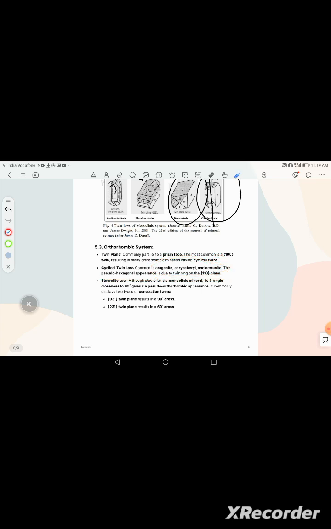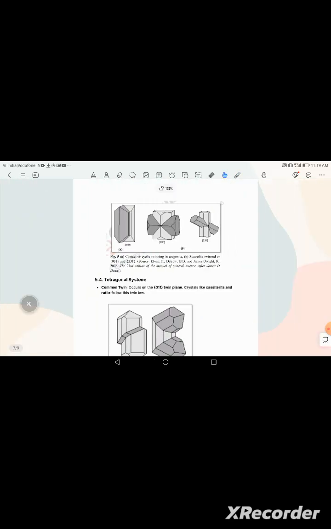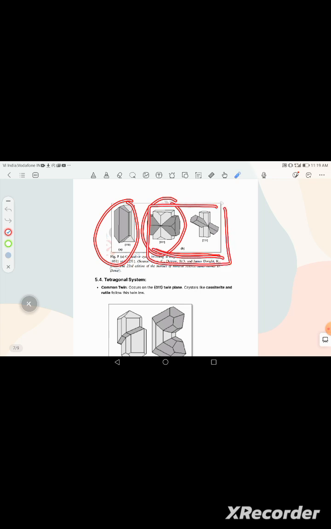Then it has the staurolite cyclical twin laws. Although staurolite is monoclinic, its beta angle's closeness to 90 degrees gives a pseudo-orthorhombic appearance, and it commonly displays two types of penetration twins. First is 031 and then 231. So to see them, this one is staurolite, and this is the contact twin. So this 031 we need to see. So it has two forms, 031 and 231.